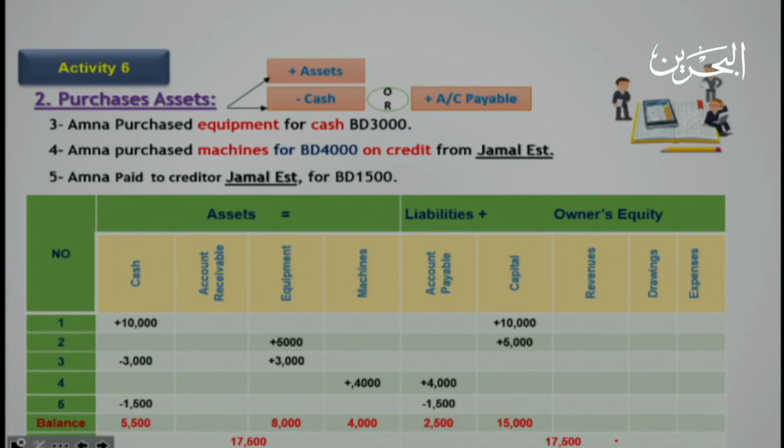Moving to the next activity, the effect will be on the purchase of assets. Let us take an example of the transaction we have. Amna purchased equipment for cash by 3,000. Let us check the keyword in our transaction. Purchase equipment. So the equipment in our company will increase. And also I pay for this equipment by cash. So the cash for my company will decrease.